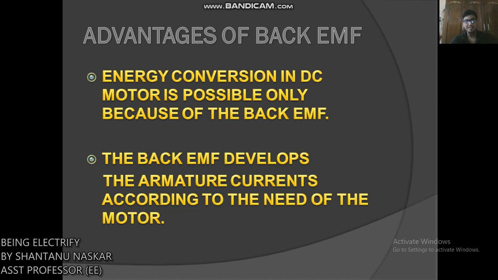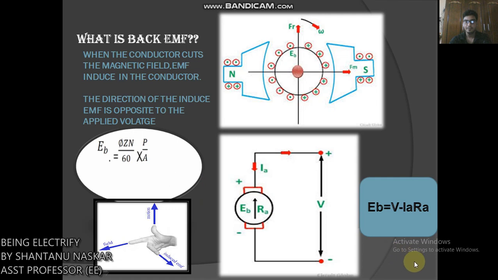The mechanical energy developed in the motor is the product of the back EMF and the armature current, EB IA. Number 2. The back EMF makes the DC motor a self-regulating machine. The back EMF develops the armature current according to the need of the motor. The armature current of the motor is calculated as IA equals V minus EB by RA. We can get this equation from the previous equation.